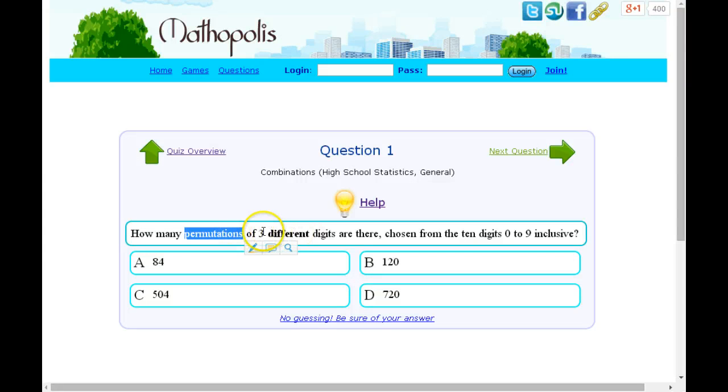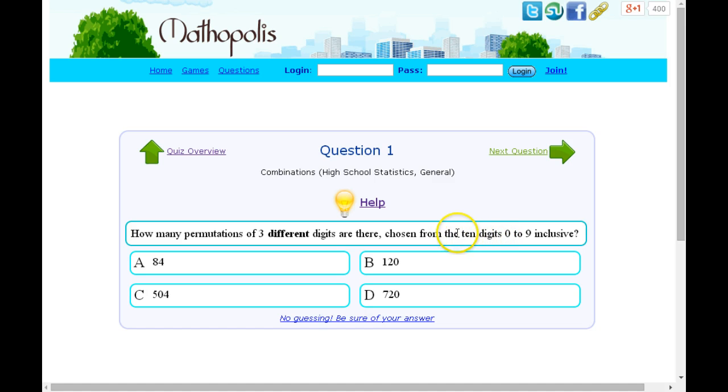It says 3 different digits here. That would mean I can't select 000, because that would be repetition. They would not be different; they'd be 3 of the same digit. So when it says the word different, it means you have to avoid repetition. No repetition. So now we have to pick 3 digits out of the 10 digits that exist.